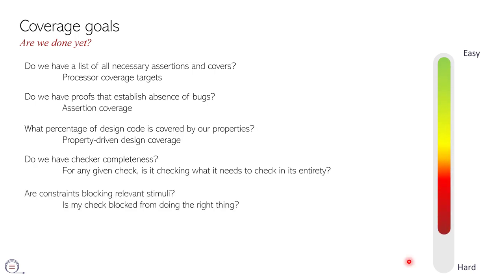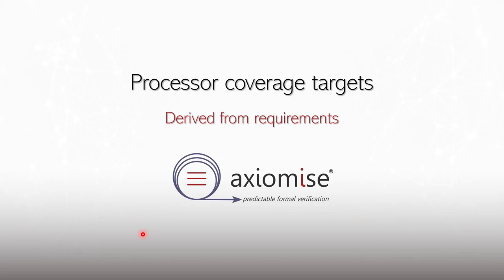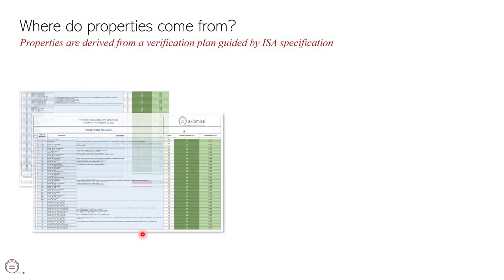Constraints can block relevant stimuli in formal, although we may not need to inject any explicit stimulus in formal as compared to simulation. And then, are all interesting functional scenarios covered? What about the interaction of this instruction with that instruction, with the interrupt, with debug, with stalls? What about accesses to CSRs? We have this heat map view to say some of these activities are easy, but some of them can be really hard. The really hard bits are the ones where we have tried to build automation in our app to make it easier for the end user to obtain that level of confidence, and we're going to talk about it today. Processor coverage targets are derived from requirements, which are themselves derived from a verification plan.